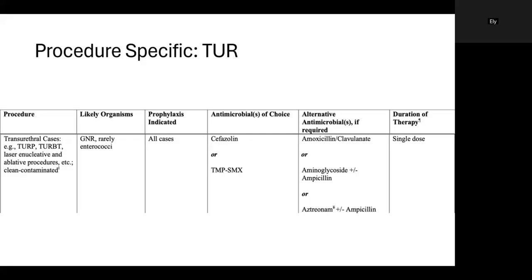and we don't hold antibiotic prophylaxis. The first choices are, in fact, cefazolin or Ancef, and we can also use Bactrim in these cases as well if we'd like. So those are the first line for TUR cases. There's only a single dose that's indicated for therapy. You don't need to give any more of that as well.